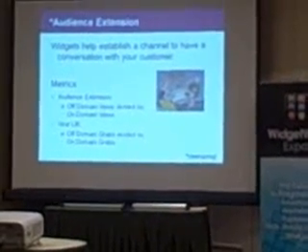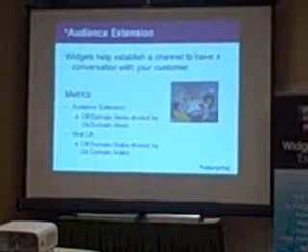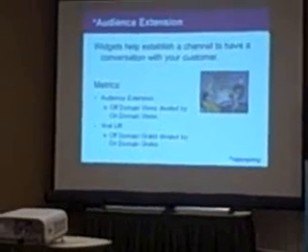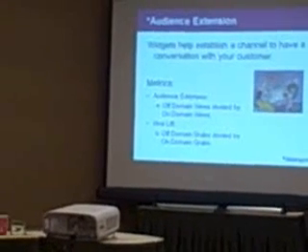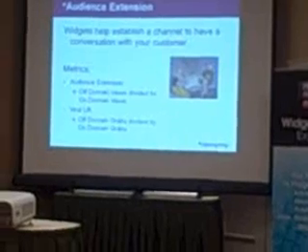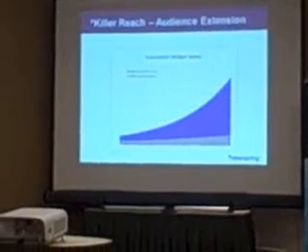The second metric is viral lift: off-domain grabs versus on-domain grabs. You can only spread your widget so much from your own website, based on the amount of traffic that you actually have. So getting it out there and finding other sources of traffic so you can get that additional lift is very critical, which essentially gives you what we call killer reach.